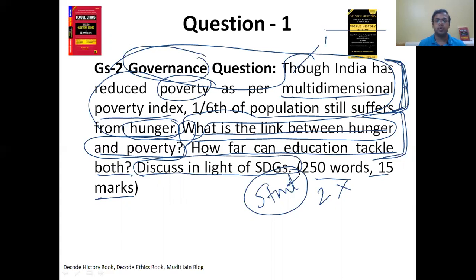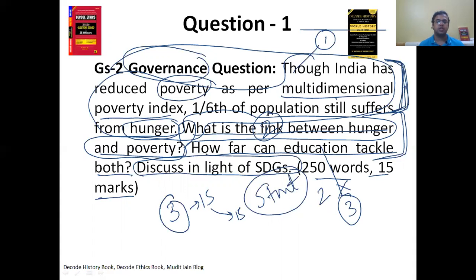It is the first part of the question. The second part is what is the link. The third part is how can education tackle both. So there are three subparts of this question. It is a 15 marker question. We have to write 15 points. Three subparts means every subpart will have 5 points.